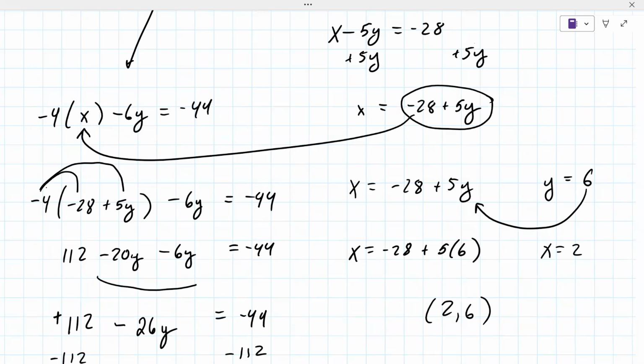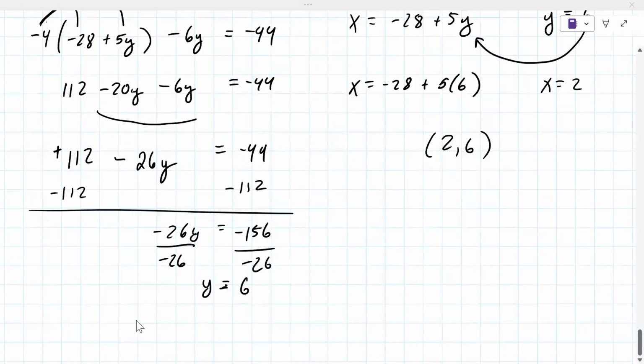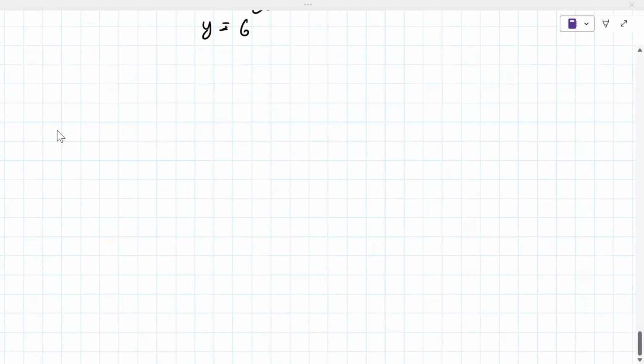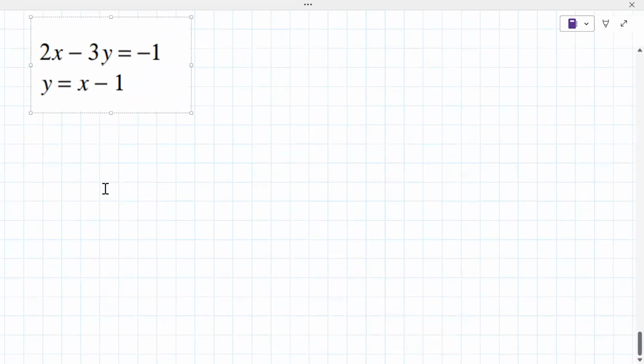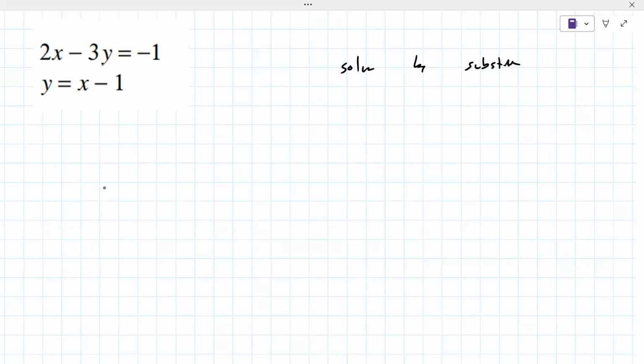Okay, let's look at a slightly easier problem. I'm not sure that that fully computed with you. And why would it? I mean, it's the first time you're seeing this. Maybe you're unfamiliar with it. We want to again solve by substitution.